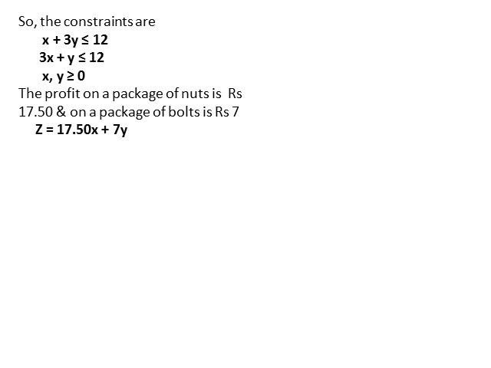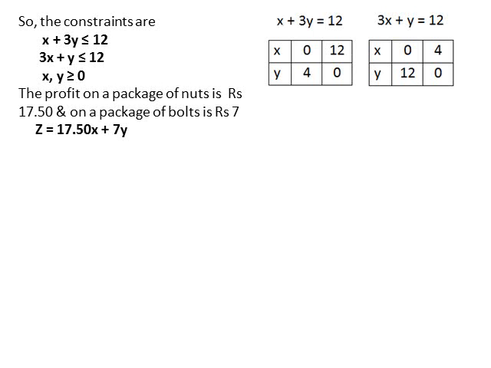So, the linear constraints are X plus 3Y less than or equal to 12, 3X plus Y less than or equal to 12, and X and Y both greater than or equal to 0. And we need to find the maximum profit of the manufacturer. Students, now we have to follow the same procedure which we have discussed in previous e-lectures.